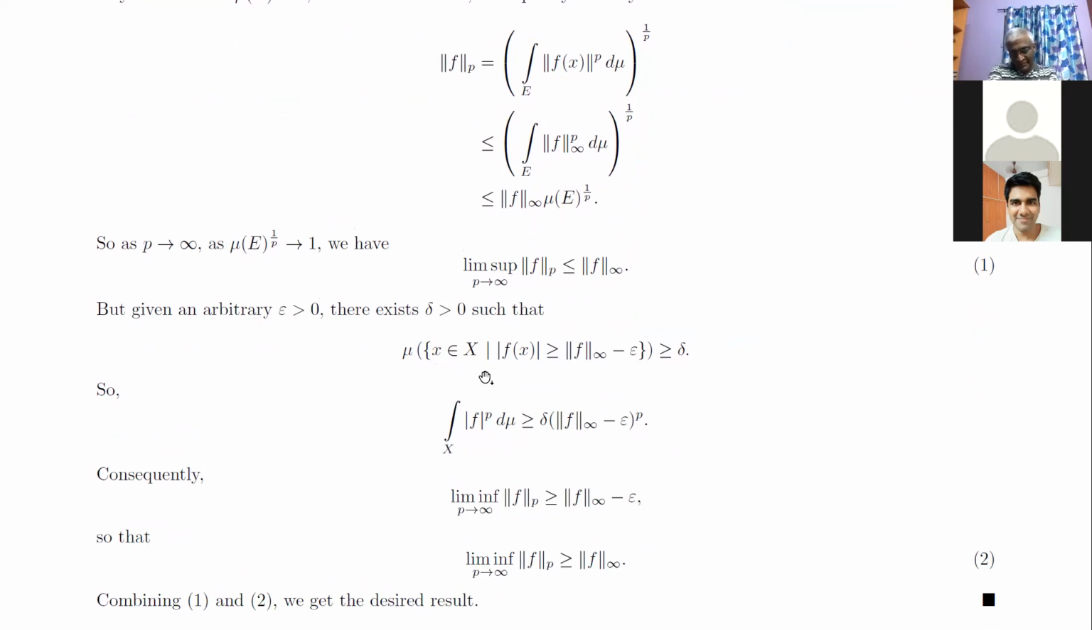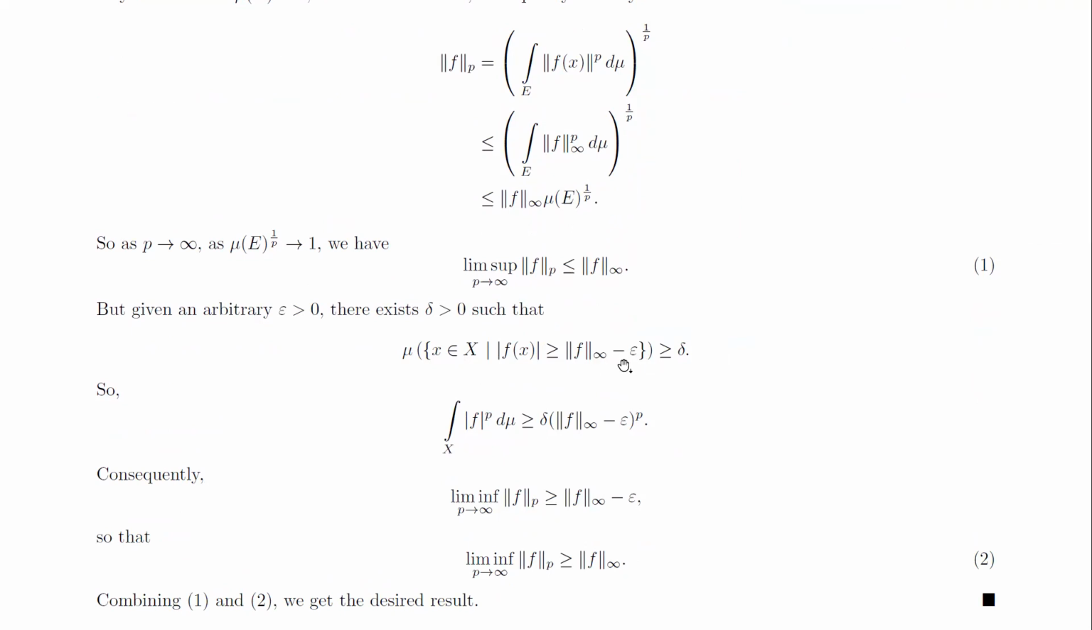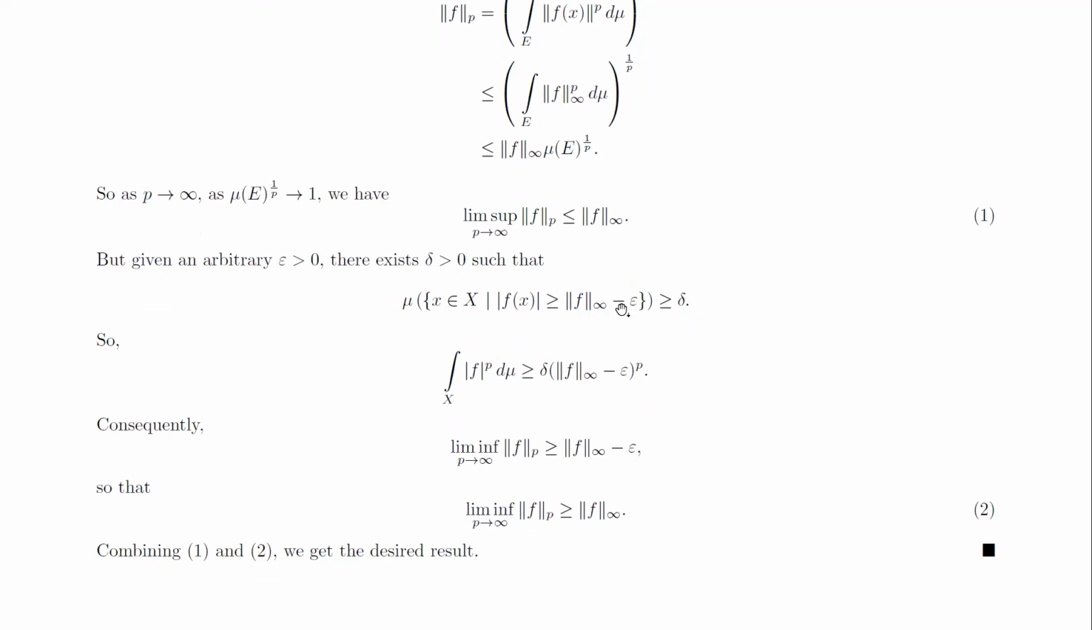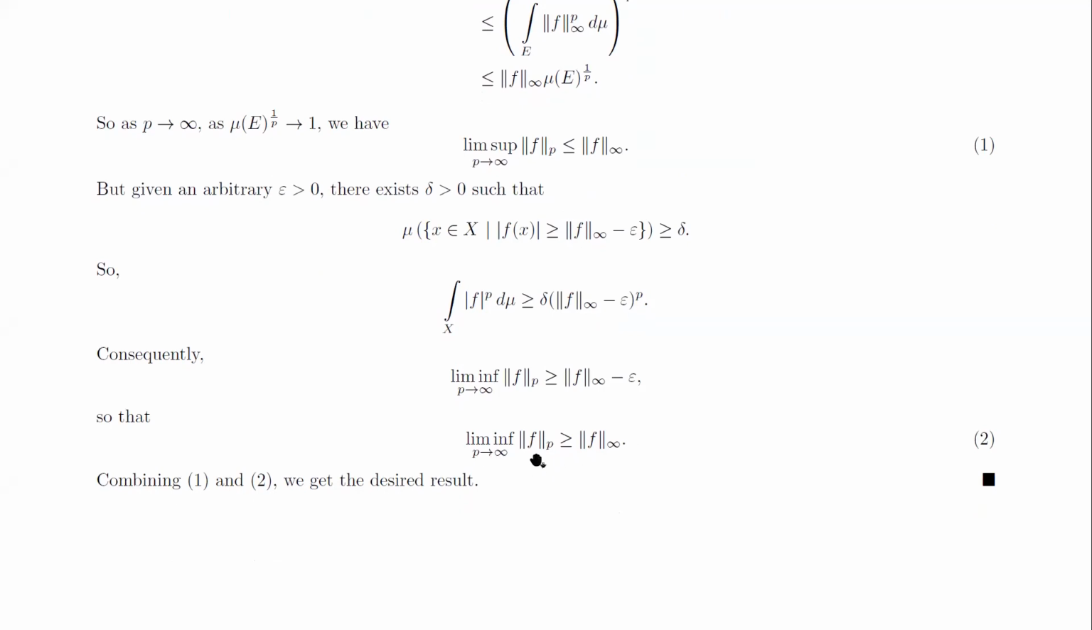Take epsilon a positive real number. Then consider the set of all x in X such that the complex norm of f of x is greater than or equal to norm f_infinity minus epsilon. This most definitely must have positive measure, because if not, f_infinity minus epsilon would have been the new f_infinity. So let this set have measure at least delta. Then from here it's easy to see that the integral over all of X of norm f^p d mu is at least delta times what we have here. We conclude that the lim inf as p tends to infinity of norm f_p is greater than or equal to f_infinity.